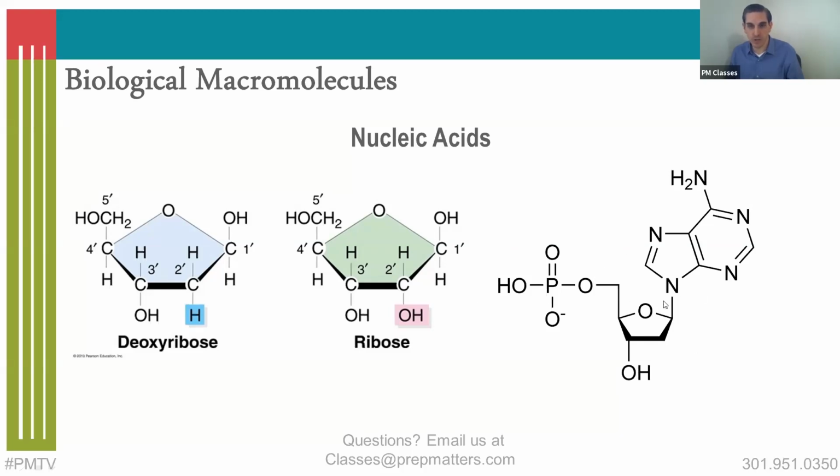So what we have here is the sugar, right? And then when we put on the base and we don't have the phosphate, that's a nucleoside, it's S for sugar. And then the nucleotide is when we add that phosphate. This is also called monophosphate because there is one. So we would call this AMP, adenine monophosphate.